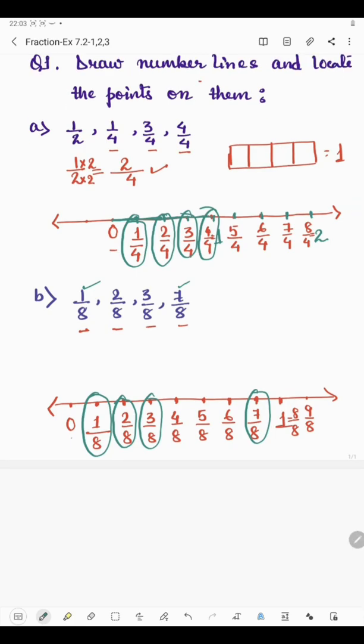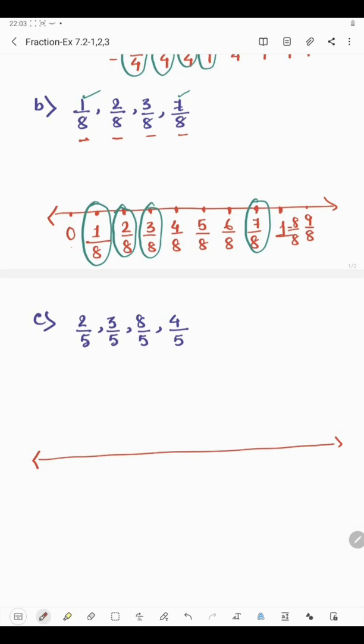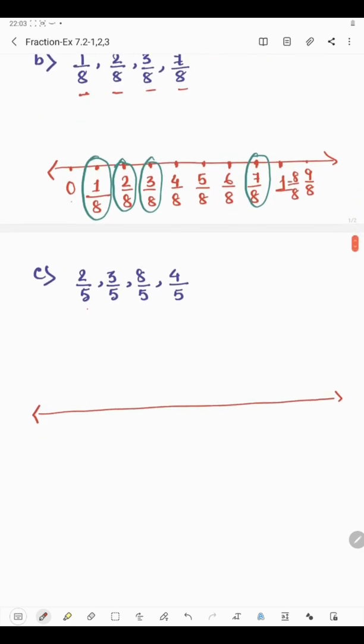Now coming to the C part. So in the C part we have 2 by 5, 3 by 5, 8 by 5 and 4 by 5. So we have drawn the number line here. So let us mark each point here, okay, and put 0.